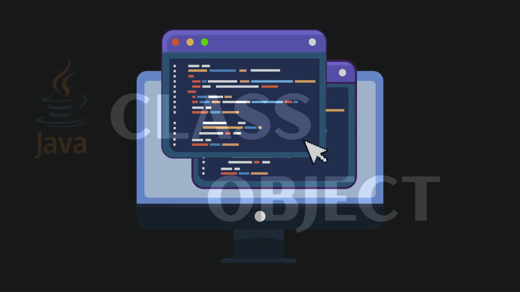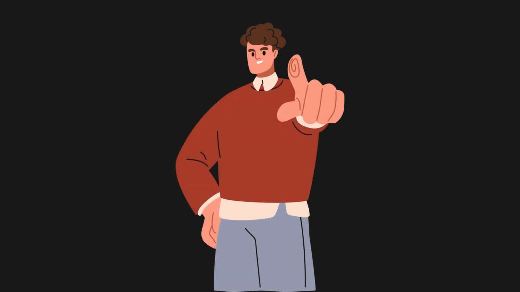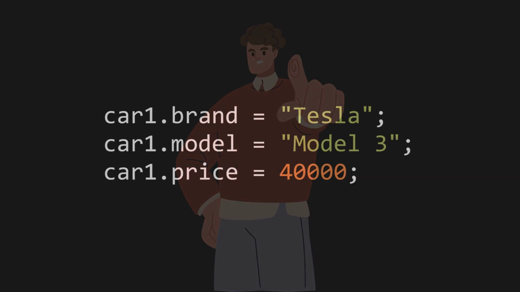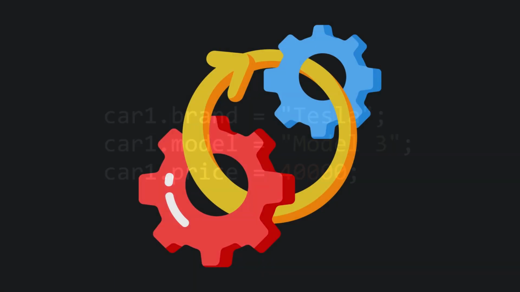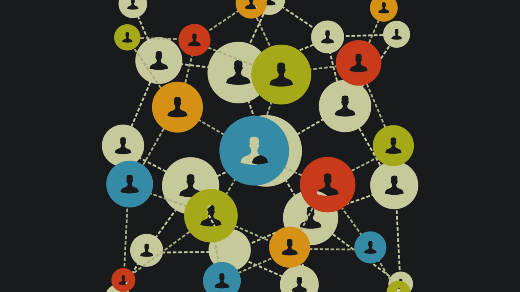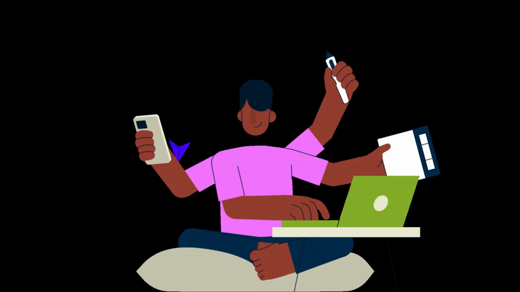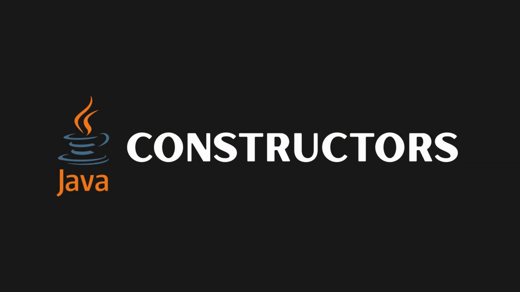Today we learned about classes and objects. But did you notice something? When we created a car, we had to write car1.brand = Tesla, car1.model = Model 3, car1.price = 40 grand. That's a lot of repetitive code. Imagine creating hundreds of cars and hundreds of user accounts. It will take forever. That's where constructors come to the rescue.